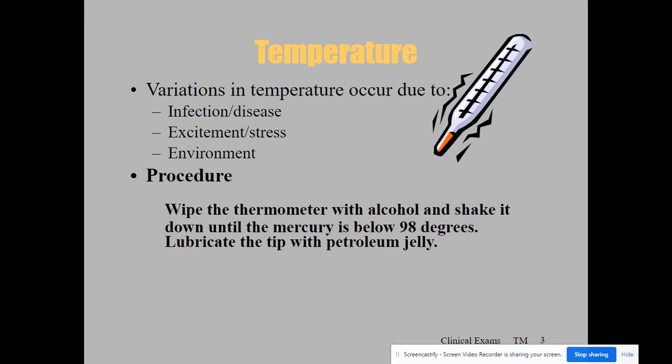Next, if you are doing a rectal temperature, then you need to make sure that you lubricate the tip of that thermometer with petroleum jelly. If you're using a forehead thermometer or an ear thermometer, we actually have surface probes that we try and use too.